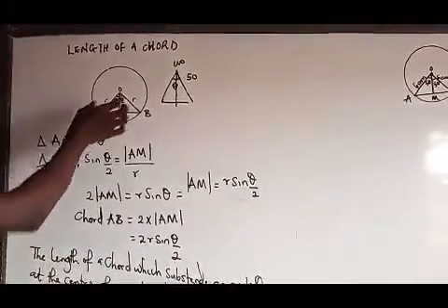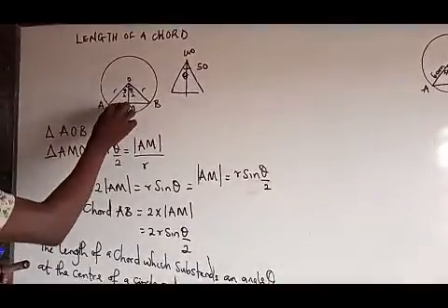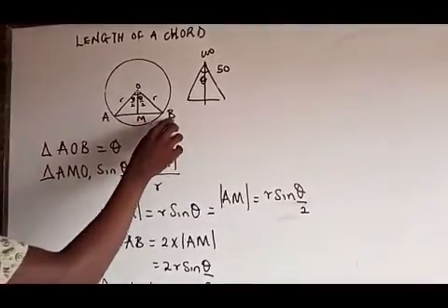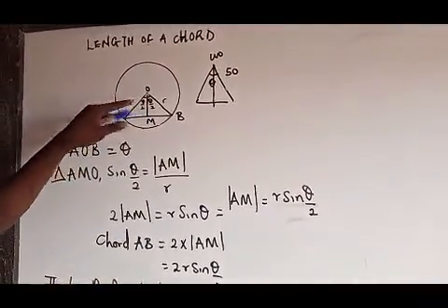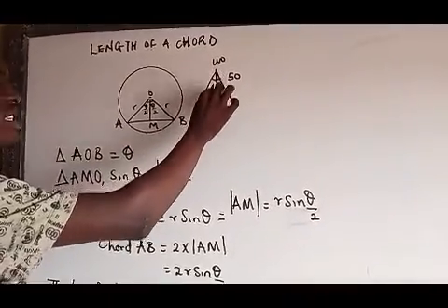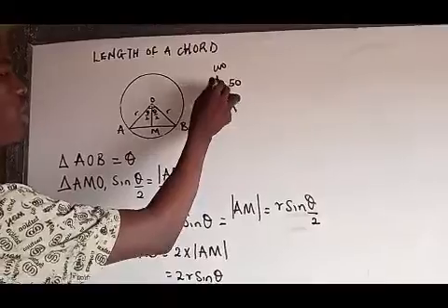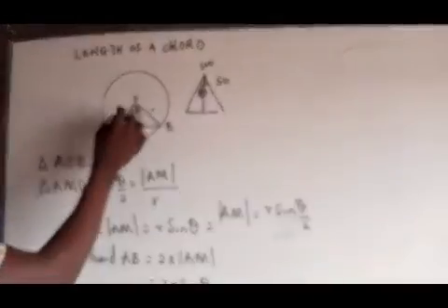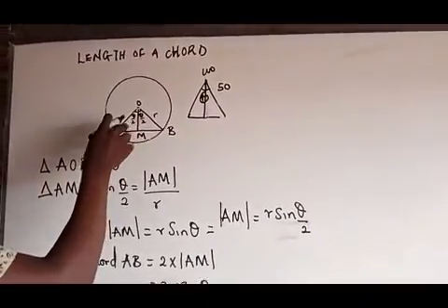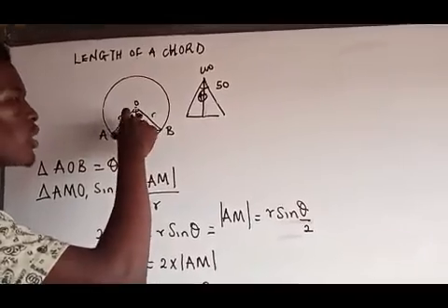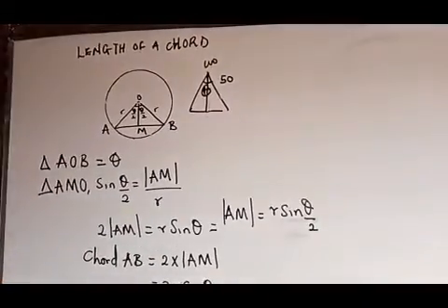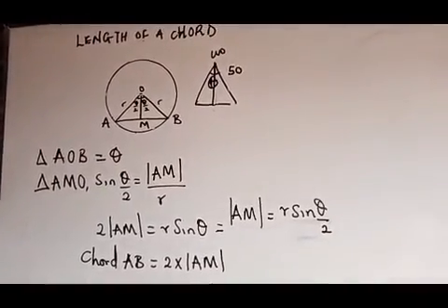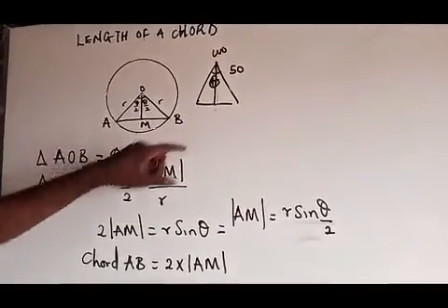If I have a circle with a triangle inside, this is my center O, this is angle A, this is angle B. If this is my theta, say my theta here is 100, dividing this theta into 2 will give me 50. So the first part will be theta over 2, and the second part will also be theta over 2. We see that this divides the triangle into two right angle triangles.